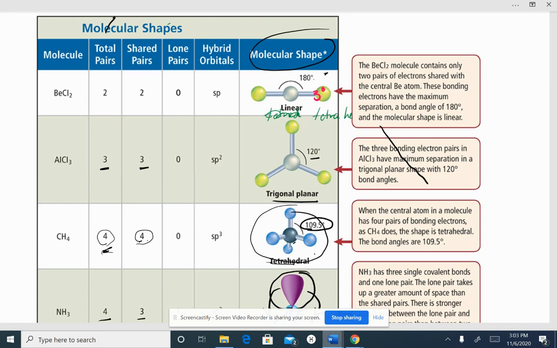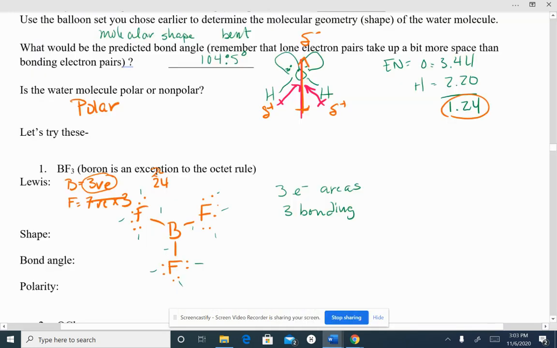Okay, so let's answer our questions over here. Our shape here is going to be trigonal planar. It's called trigonal planar because it's all within a plane. It's flat, totally flat. Our bond angle is going to be 120 degrees. Now think about our polarity. Let's look at our electronegativities.